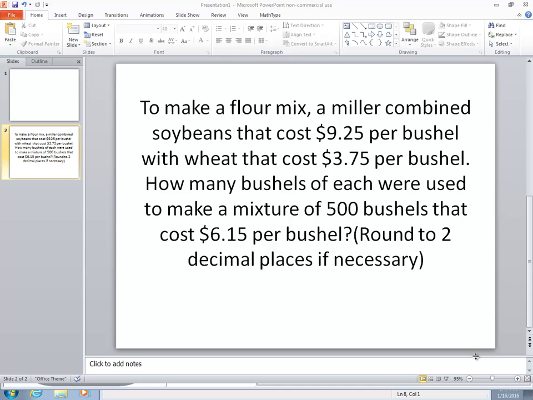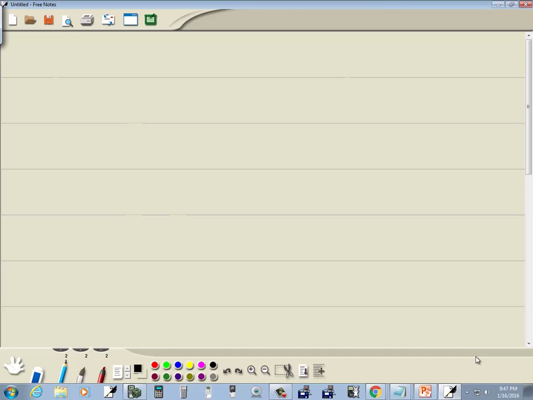To make a flour mix, a miller combined soybeans costing $9.25 per bushel with wheat costing $3.75 per bushel. How many bushels of each were used to make a mixture of 500 bushels that costs $6.15 per bushel? Okay, so we have soybeans and wheat that we're mixing together.